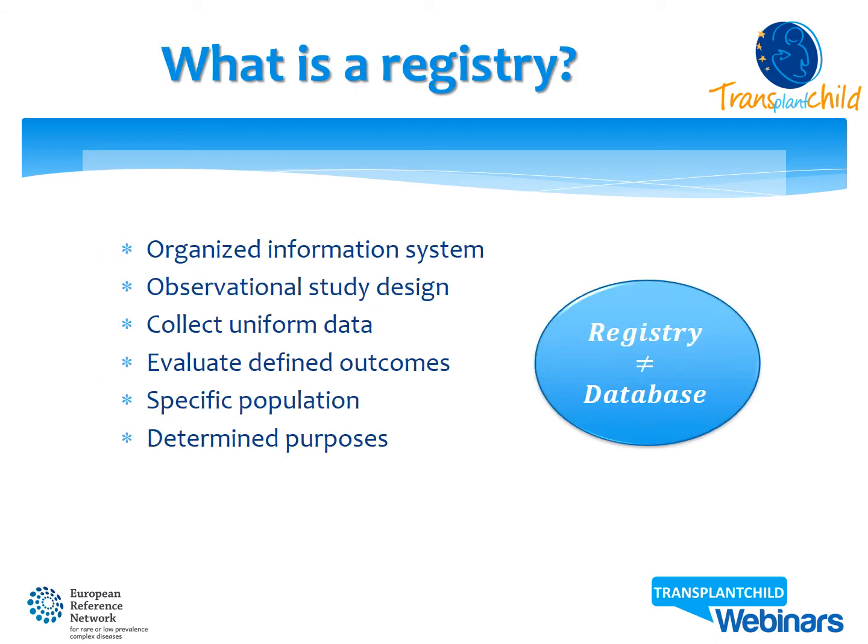So first of all, what is a registry? Well, here we have some of the general characteristics that a registry must have. It is an organized information system. It has an observational study design. It must collect uniform data, evaluate defined outcomes in a specific population and with determined purposes or aims. And take into account that a registry is not a database. A registry contains a database, but it's not a database, it's much more than it.